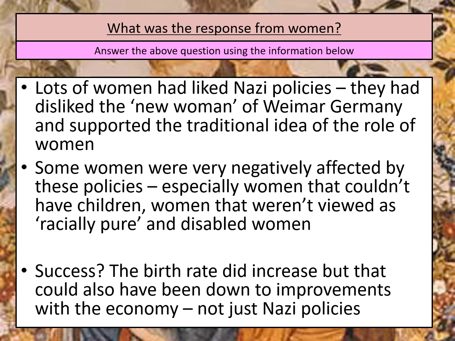We also need to think about, were these policies successful? Did they encourage women to have as many children as the Nazis wanted them to? Well, in some ways, yes, it was successful because the birth rate did increase. However, it's not just necessarily down to Nazi policies, because there had been lots of improvements with the economy in the 1930s, recovery from the Great Depression, a lot more work for people, and therefore people were more willing to have children when they're more financially secure.